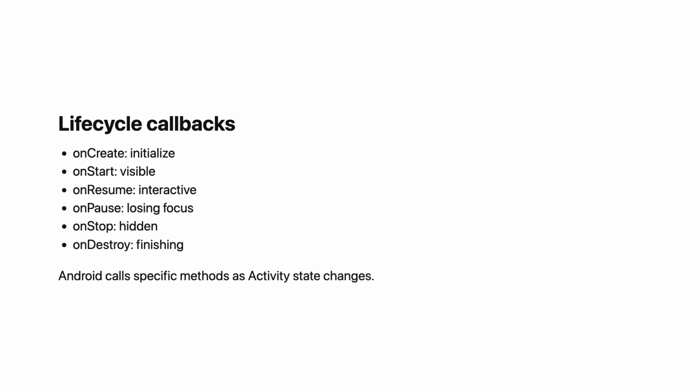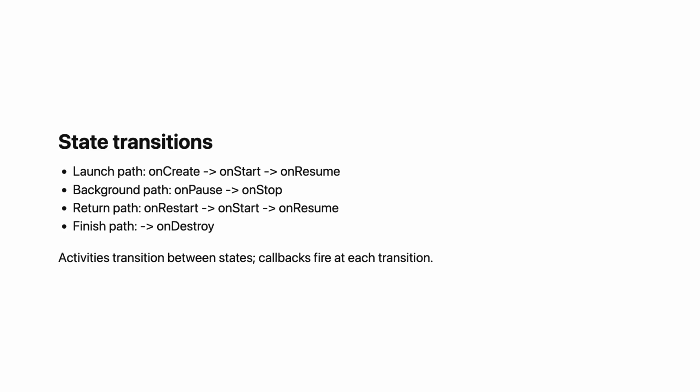Launch, OnCreate, OnStart, OnResume. The activity becomes fully active. Navigate away, OnPause, OnStop. The activity goes to background. Return, OnRestart, OnStart, OnResume. Back to foreground. Finish, OnPause, OnStop, OnDestroy. The activity is done. Each transition triggers callbacks. Your code runs in response.